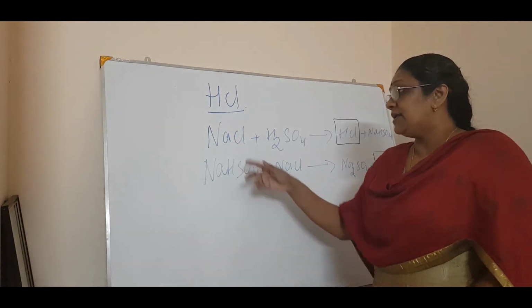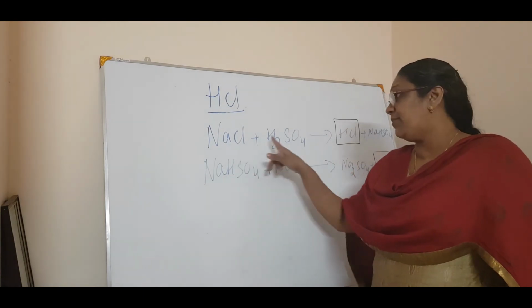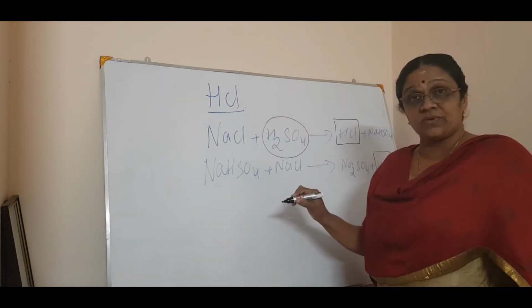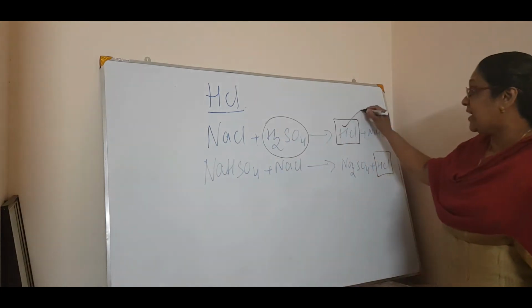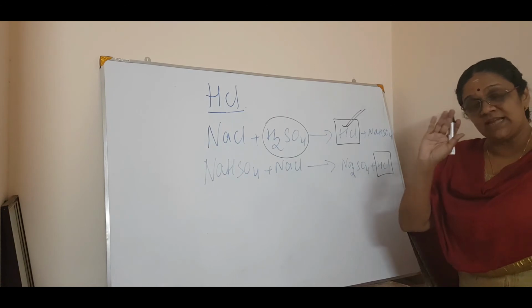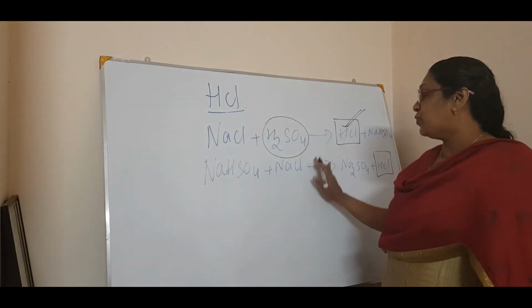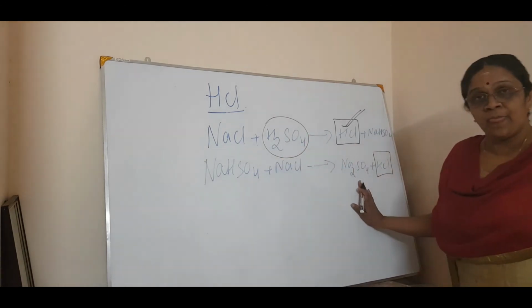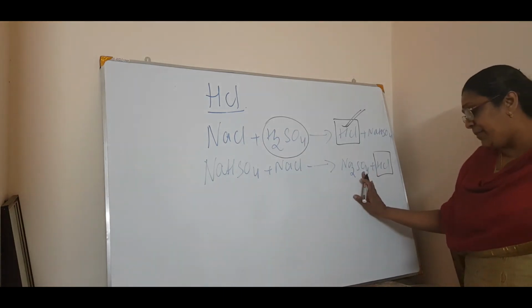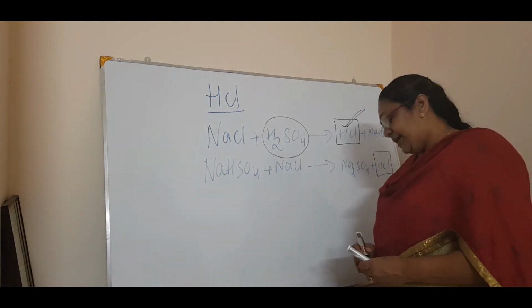You know that. That is from NaCl. NaCl plus this corresponds to the low volatility of sulfuric acid, which can form high volatile gases. Just remember that technique. So you can have these two reactions, you will get hydrogen chloride gas. Okay. So this is a simple preparation for hydrogen chloride.